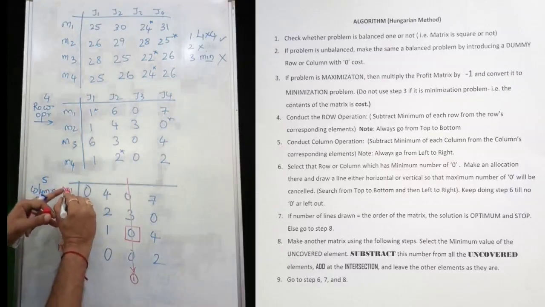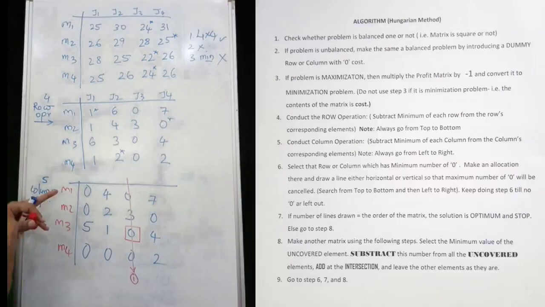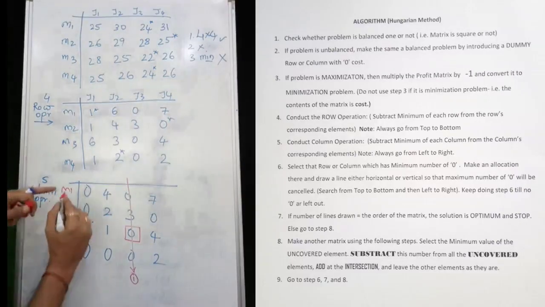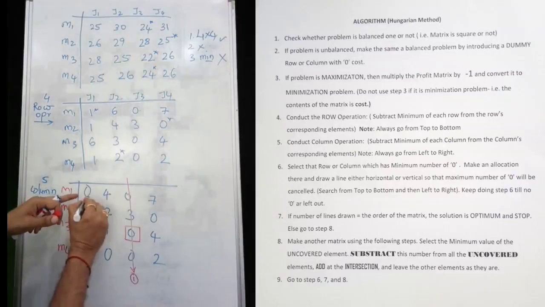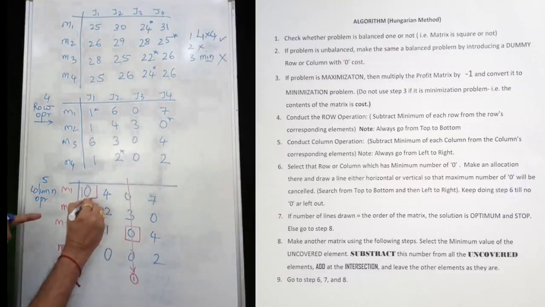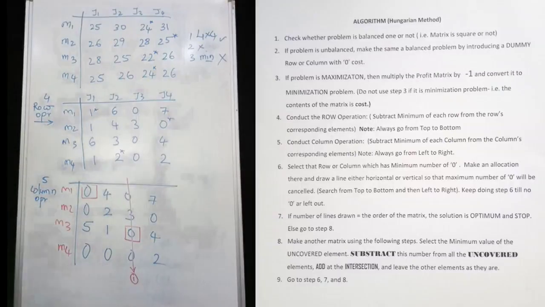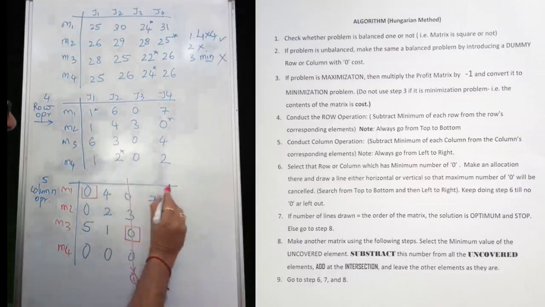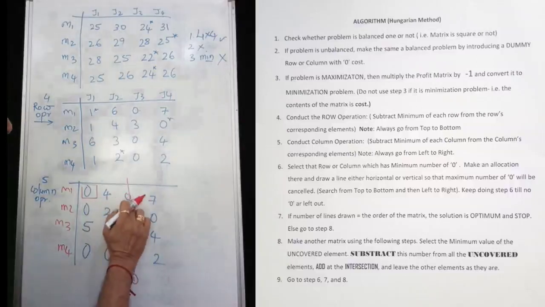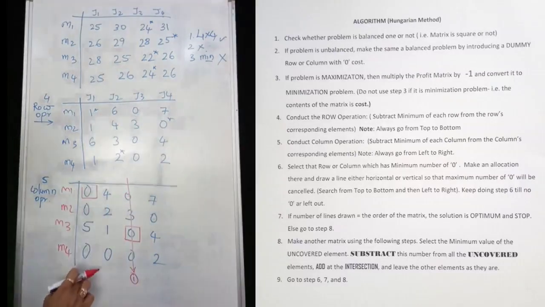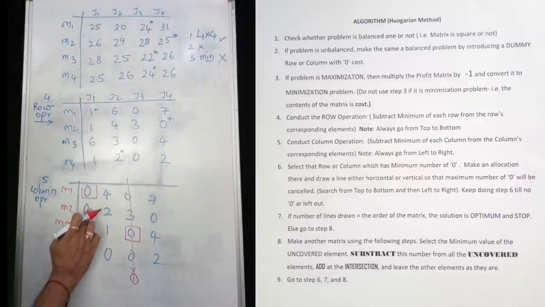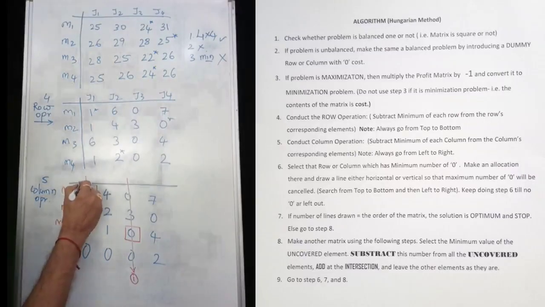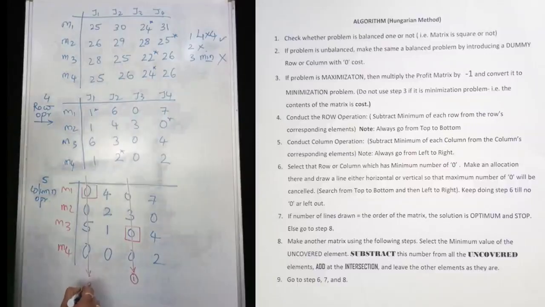Okay, so when I see again from top to bottom, I'll start. That is, I'm going to do the allocation. When I start, I see row 1, I get 1 zero. Wonderful. I will allocate here. Okay. Now what does it say? Once I do allocation, draw a line vertically or horizontally to cancel the maximum number of zeros. So if I draw a line horizontally, I am not cancelling any zeros. This is already cancelled. If I draw a line vertically, am I cancelling any zeros? Yes, I am. I am cancelling this and this zero. So I am supposed to draw a line vertically and my second allocation is done.